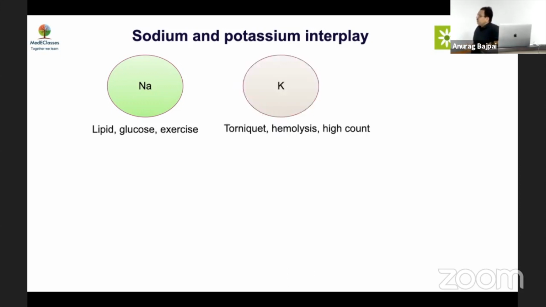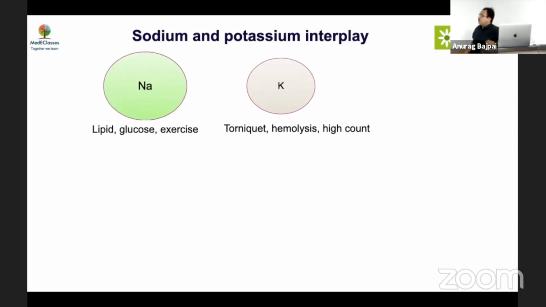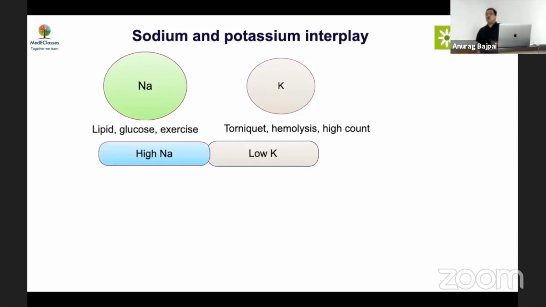For potassium, it is basically intracellular. So don't use a tourniquet, don't use a hemolyzed sample, and don't assess it if there is thrombocytosis, leukocytosis, or leukemia, as they can all give a falsely high potassium. So anybody who has a high sodium should ideally have a low potassium. So this is like that balance. High sodium, low potassium, this is RAS excess, any of those cases.